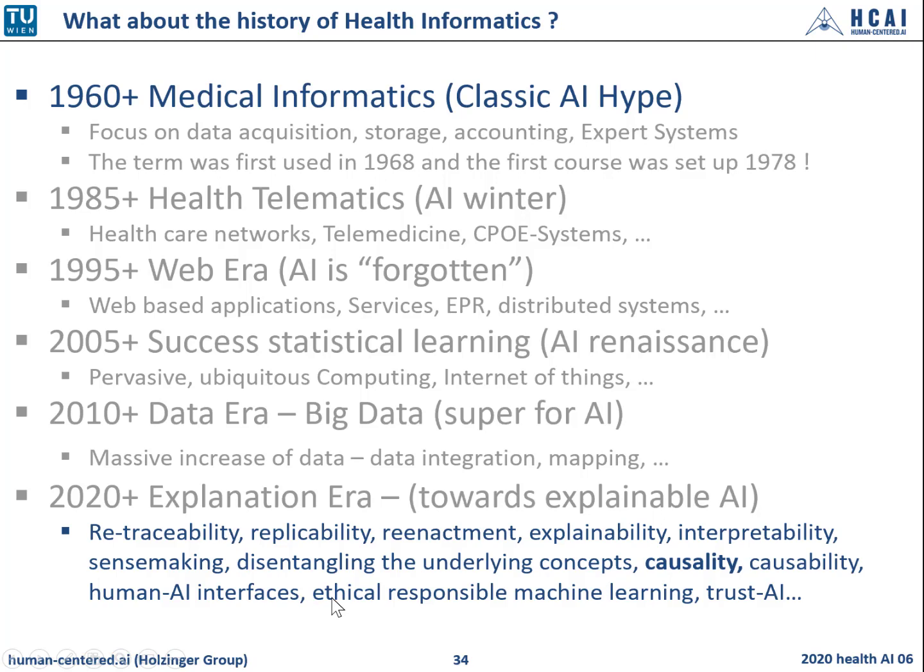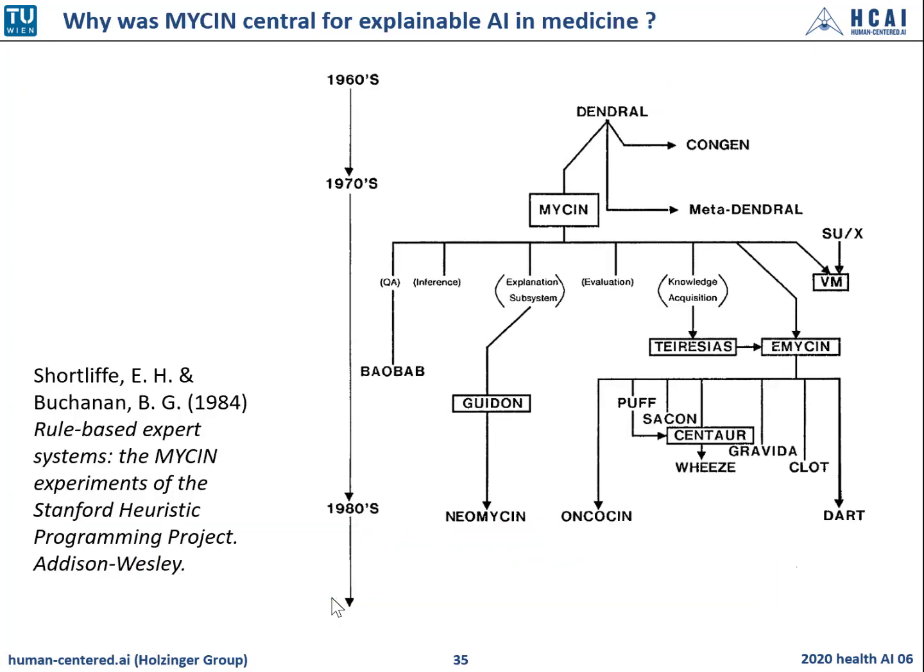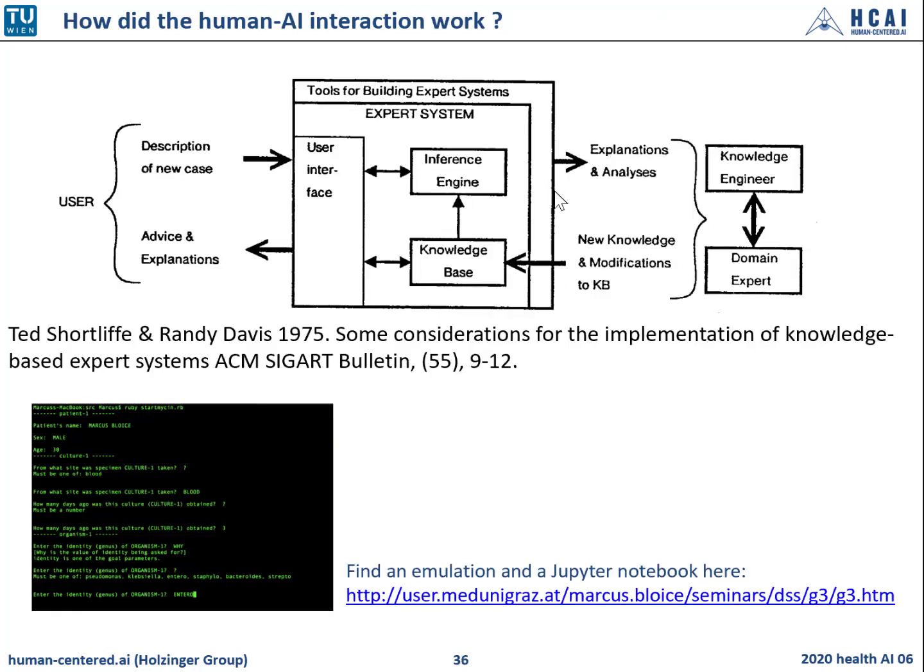Okay, so quickly the history of health informatics. And why was MYCIN central for explainable AI in medicine? You see, MYCIN is a central point here, although in earlier times they started with DENDRAL, but MYCIN still is a very, very important inspiration for many other systems, and we have to emphasize that this was retraceable and thus interpretable by a human expert at this time.